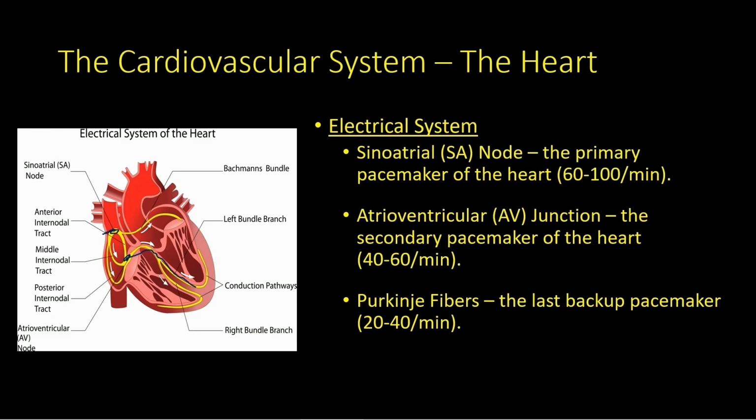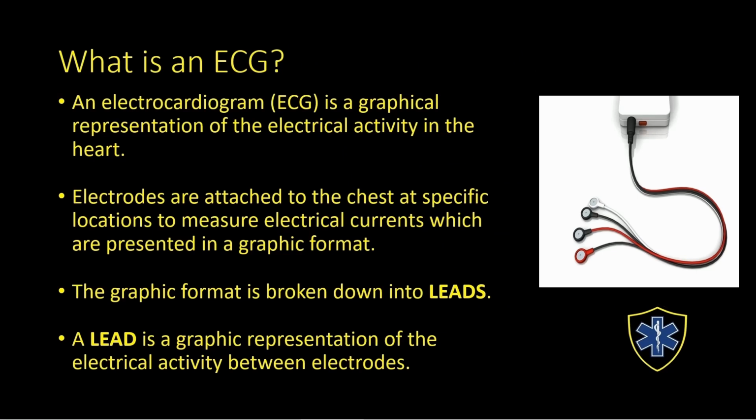So, since we know the heart runs on electrical impulses, let's get into what exactly is an ECG. An ECG, or an electrocardiogram, and you can call it an ECG or an EKG, the terms are used interchangeably, is a graphical representation of the electrical activity within the heart. It doesn't necessarily mean that the heart is having a pulse or is actually pumping. What it is saying is that that's what the electricity is doing, or the electrical impulses are doing. In order to monitor an ECG, we attach electrodes to the chest at specific locations to measure the electrical currents which are presented. It then prints off in a graphic format that we can look at.